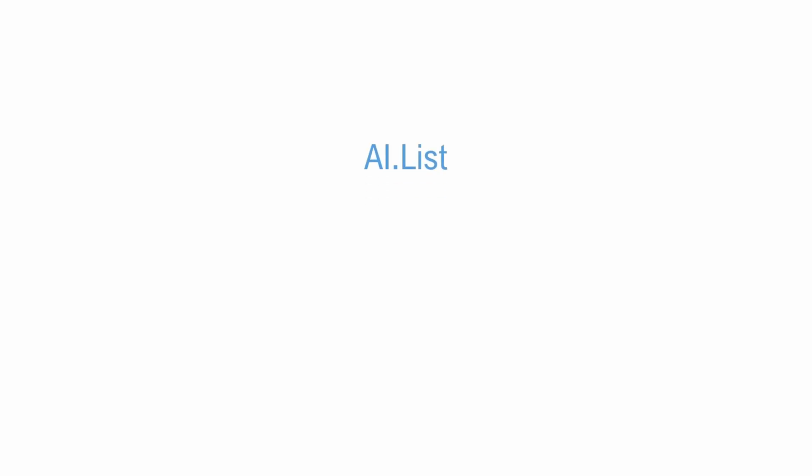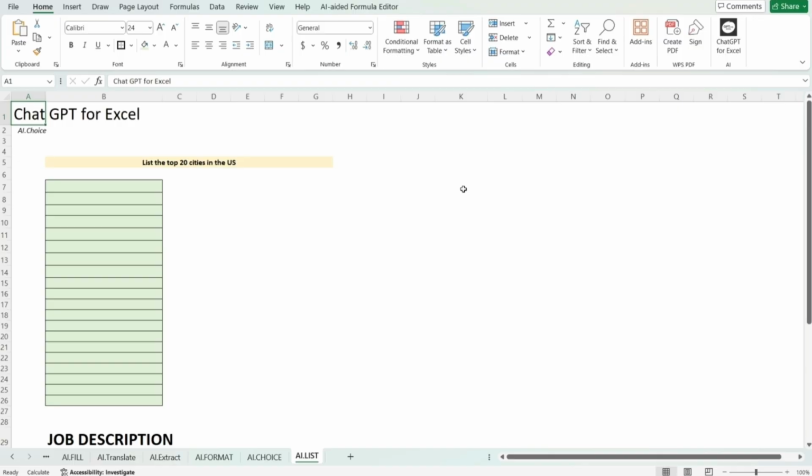Let's move to another function, which is AI.list. AI.list is perfect when you want to generate a list based on a prompt rather than typing everything manually. For example, you might want the list of top 20 cities in the US, list of departments, checklist of steps, or want to create a list of job descriptions. With AI.list, you may simply describe what kind of list you want. Excel instantly creates a clean, structured list in the cells.